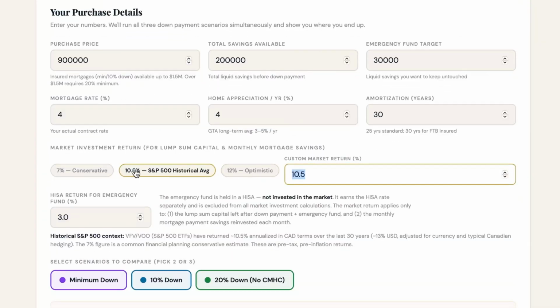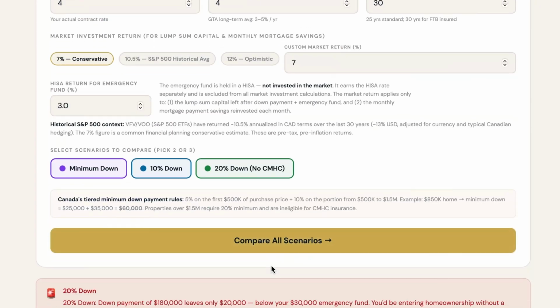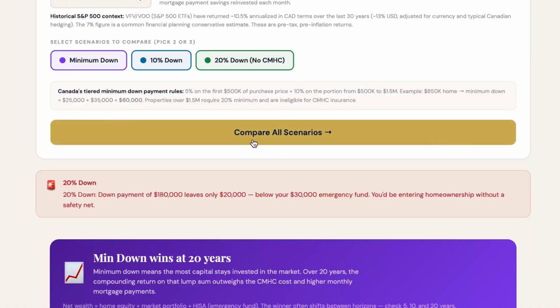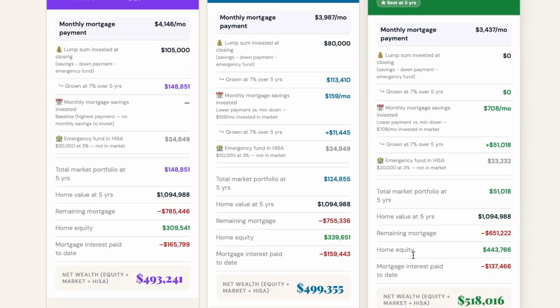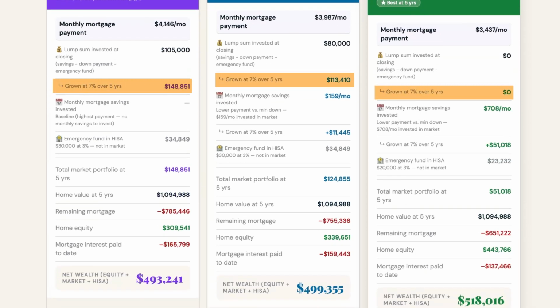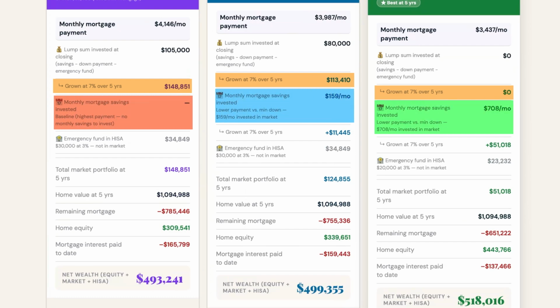Now let me change the return assumption from 10.5% down to 7% and run it again. Watch what happens across all three tabs. At 7%, the lump sum does less work over time. The monthly savings advantage of 20% down, that is $708 a month saved from your mortgage payment, is invested every month and it becomes relatively more powerful. The badge tends to stay with 20% down across the 5 and 10 year horizon and is at break-even in the 20-year time horizon.